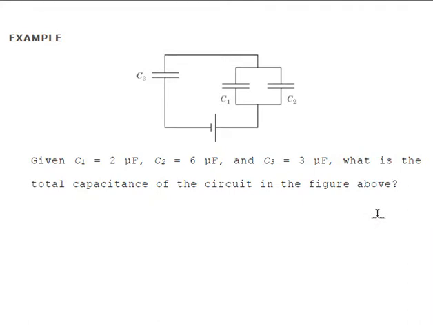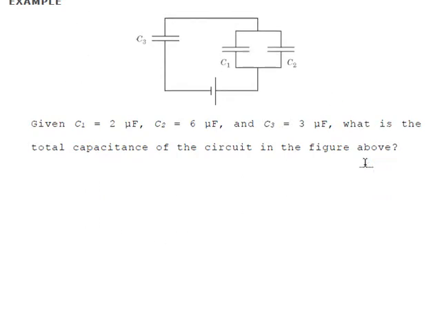Okay, so let's try that out here. We have this arrangement of capacitors. We know C1 is 2 microfarads, C2 is 6 microfarads, C3 is 3 microfarads. What is the total capacitance in the figure above? So we're jumping right into combination. We need to do the parallel part before we can start adding the series. So what is the equivalent of 1 and 2? Well, since they're in parallel, we just add them together.